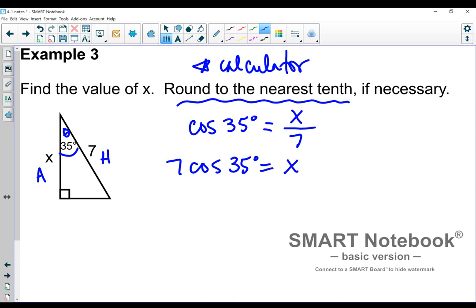Notice that I am keeping x on the right-hand side. I am not moving anything around here. We always want to keep variables on the same side. 7 times the cosine of 35 degrees is 5.7, and so 5.7 is approximately equal to x. So you will see problems like that today.